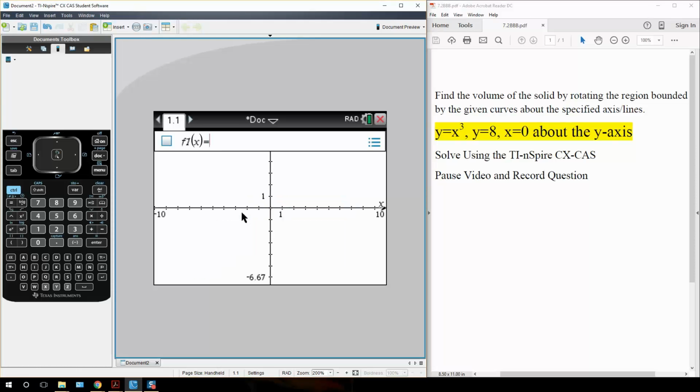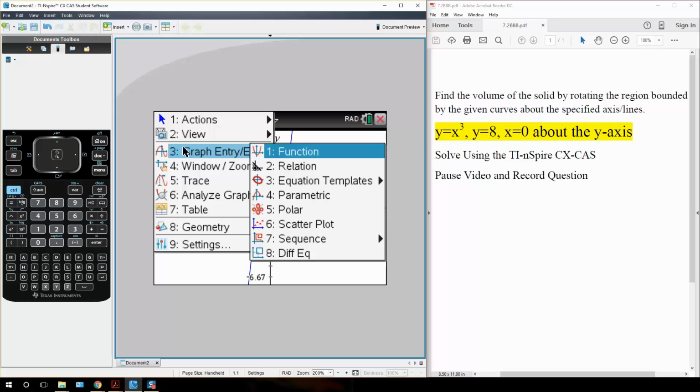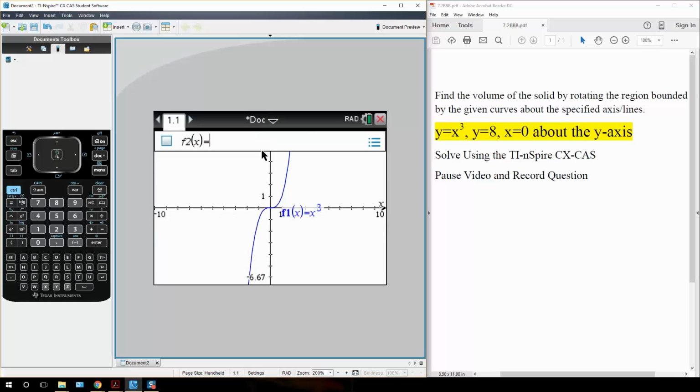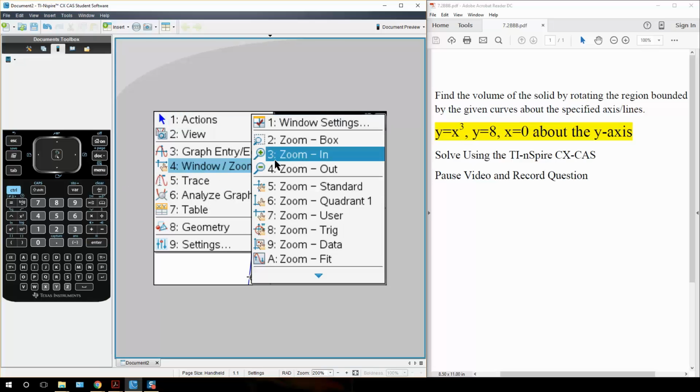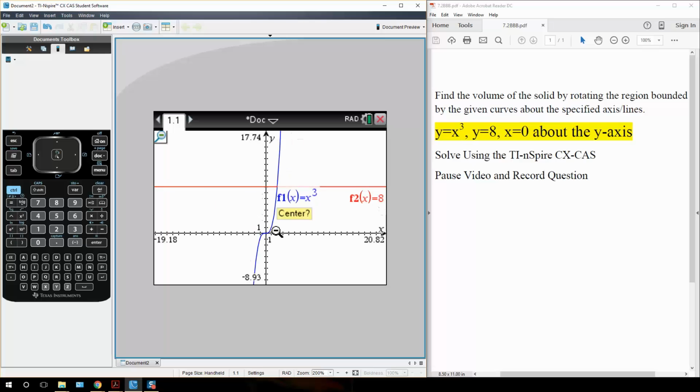So we'll add a graph. We have x cubed, which produces a shape like this. We'll hit menu, graph function. We have y equals 8, and we need to zoom out a little bit. So window, zoom out. So we have a line over here.